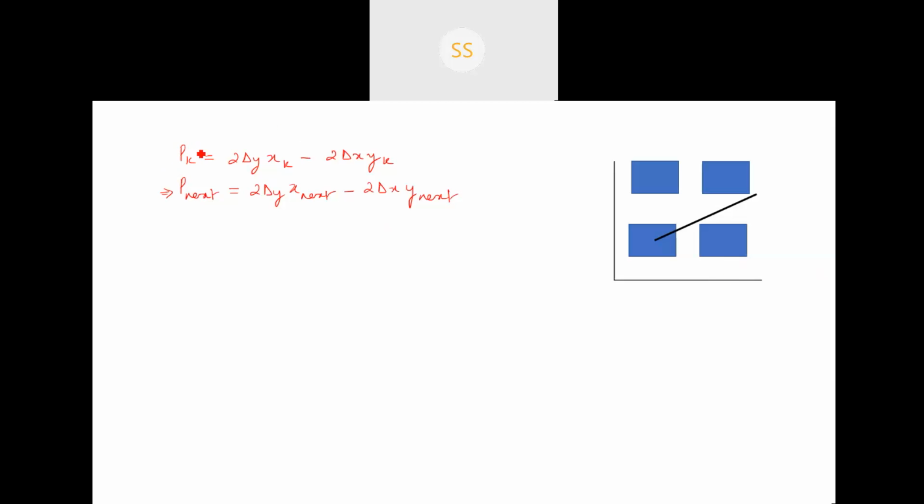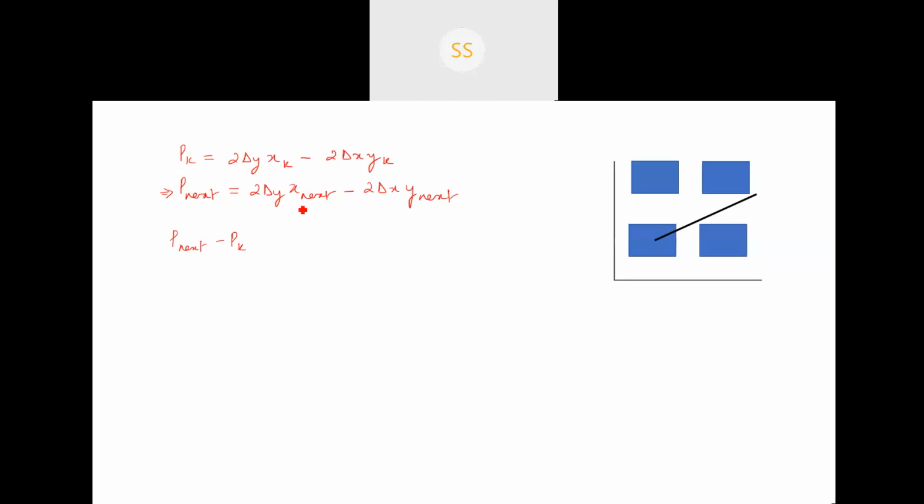So once I have found the first initial decision parameter, by what value should I increment or decrement it so that I get my next parameter value? To find that value, I have to find the difference between these two points. That is p next minus pk, which will give me the value by which my pk has to be updated so that I can get my p next. Okay, I hope you have understood this.